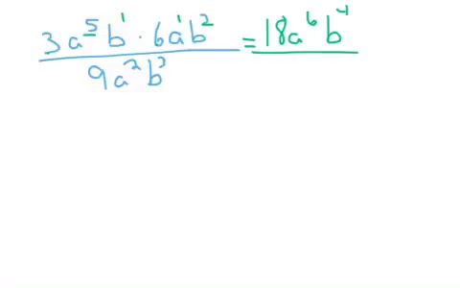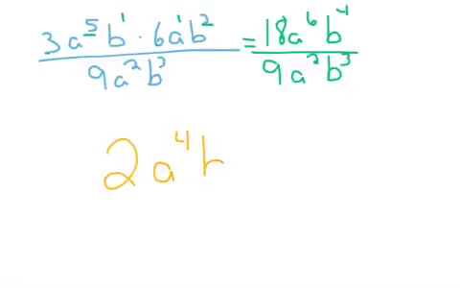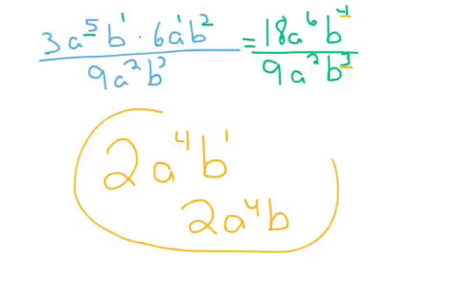I'm going to rewrite what is in my denominator. And now I'm just going to follow the rules for division. So 18 divided by 9 would give me 2. A to the 6 minus 2, because remember when we divide we subtract our exponents, would give me 4. B to the 4 minus 3 would give me 1. Or technically you could have 2a to the 4th b. This would mean the same thing.